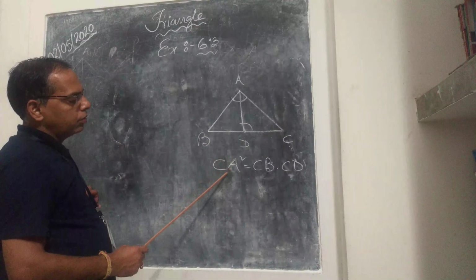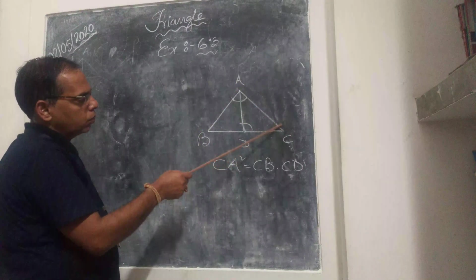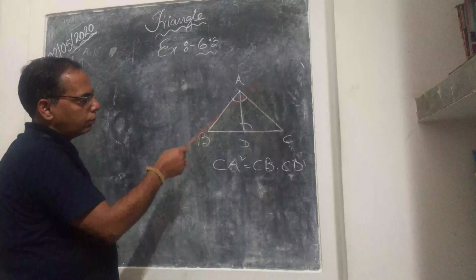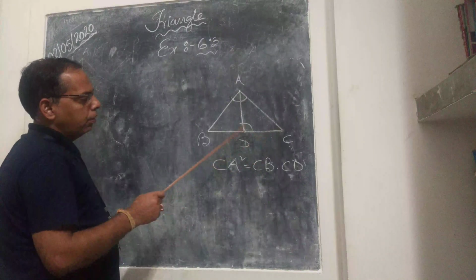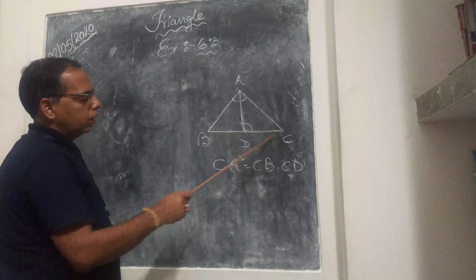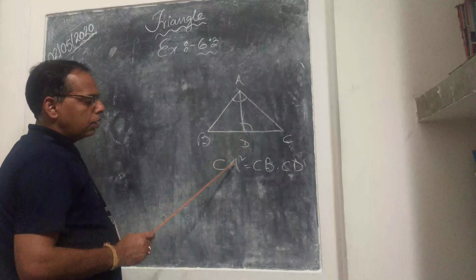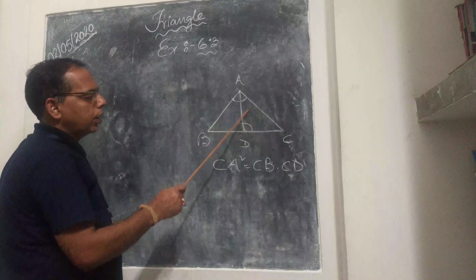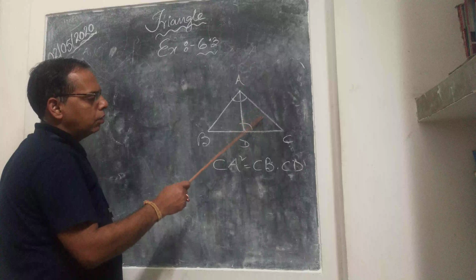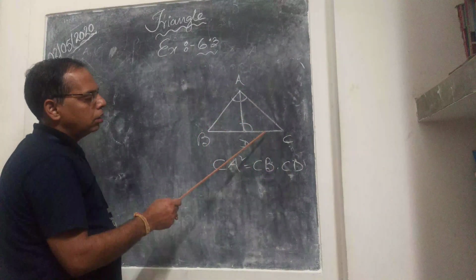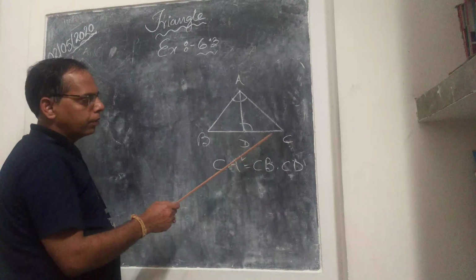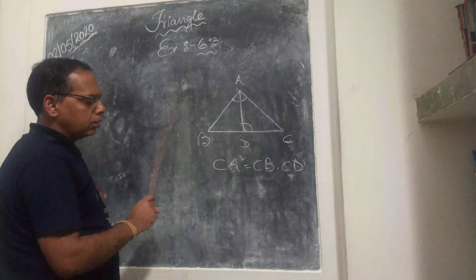From here one thing you can see. First, AC is one side of triangle ABC. Next, CB is again a side of triangle ABC. Next, here you can see a side of triangle ADC, and next CD, definitely this part. So this is the way it is done.